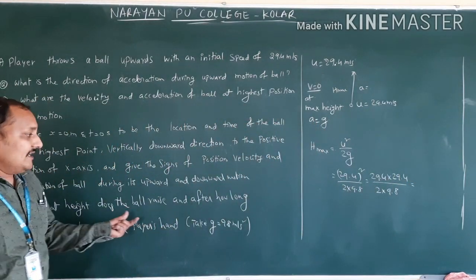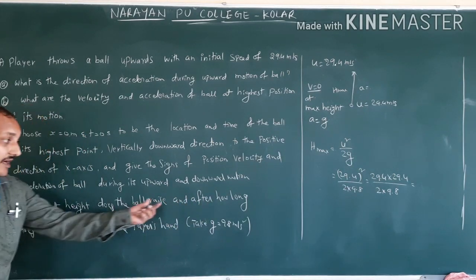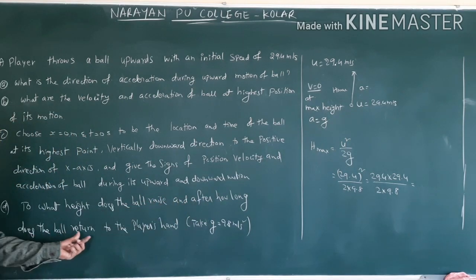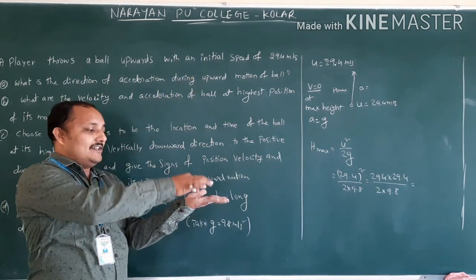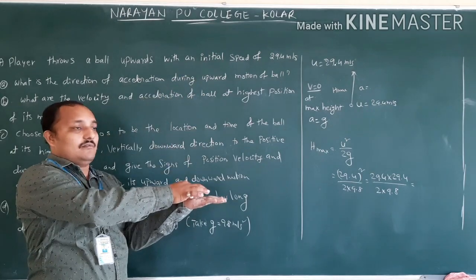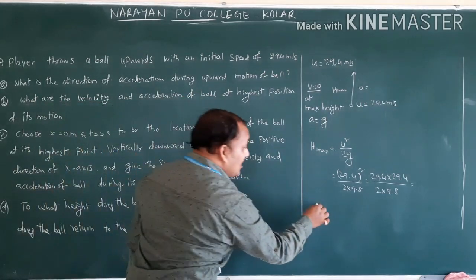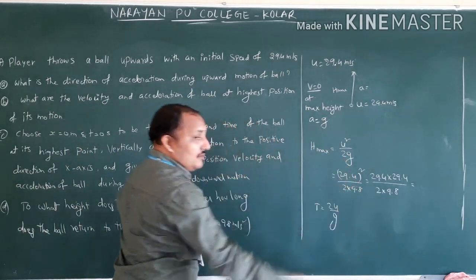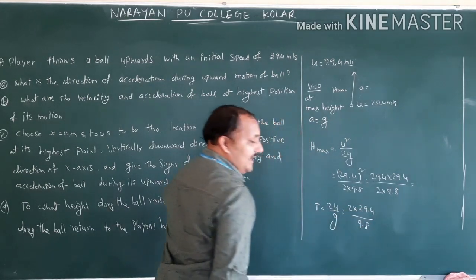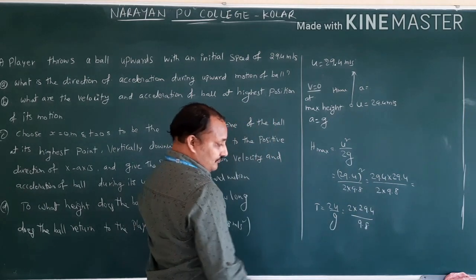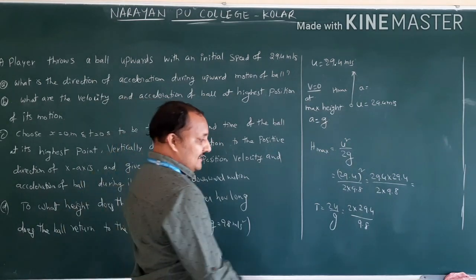That is maximum height. Next, after how long does the ball return to the player's hand? Means they have thrown one ball from here, it is going to maximum height and it is coming to the player's hand. So this time already we gave. This time is called time of ascent. This time is called time of descent. Therefore, total time they are asking. What is the total time formula? 2u by g. So 2 into 29.4 by 9.8. How many times will it cancel? You can check. So 3 times it is going to be cancelled, isn't it?